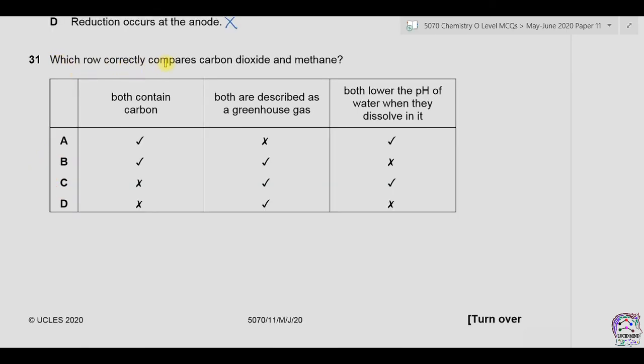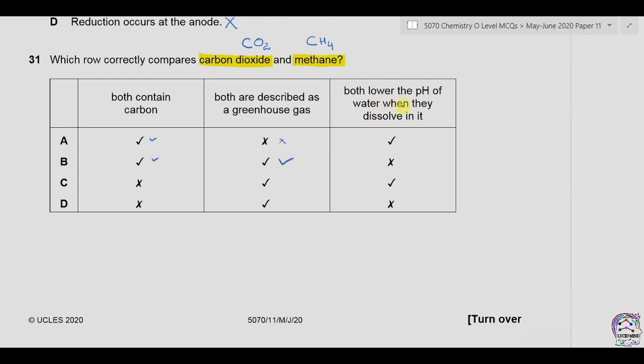Question 31. Which row correctly compares carbon dioxide and methane? Now the formula of carbon dioxide is CO2 and for methane we have CH4. A. Both contain carbon. It is correct because carbon is present in carbon dioxide and it is also present in methane. So it could be A or B. Both are described as greenhouse gases. Yes, this is also correct because carbon dioxide and CH4 both have the property to absorb radiation and therefore increase the temperature of the earth.